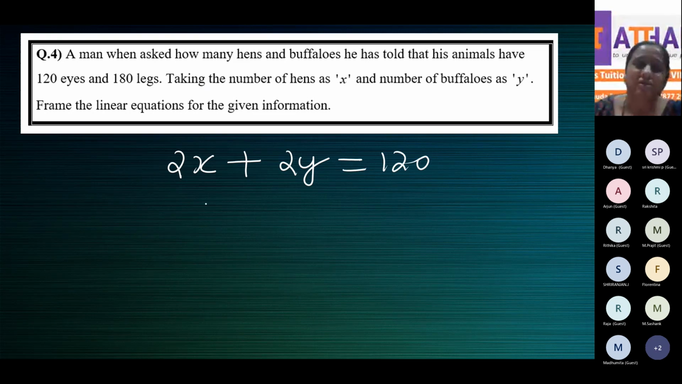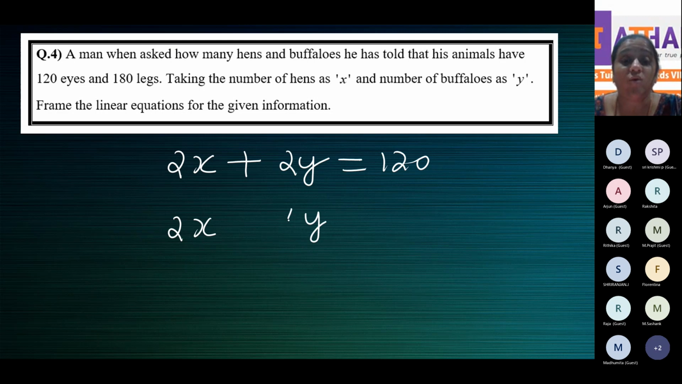Now coming to legs. How many hens? X hens. A hen has two legs. So 2x legs. How many buffaloes? Y. How many legs? 4y. The total number of legs is 180.